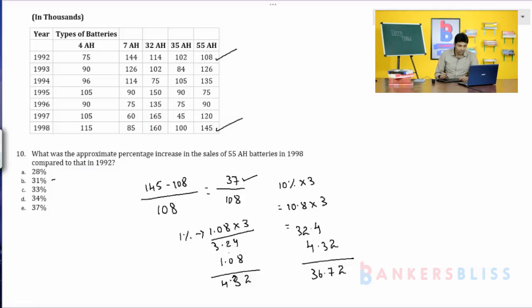First we did 30%, and next we calculated 3%. For that we added 1%, so altogether we calculated 34%. So 36.72 means 34% is the right answer.